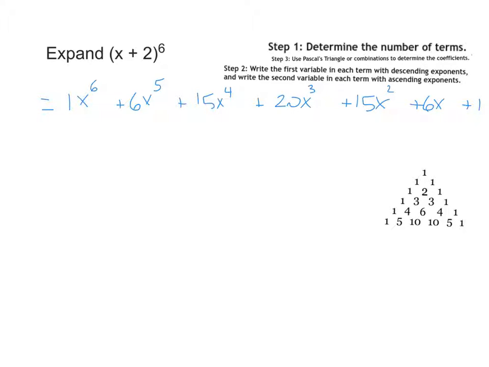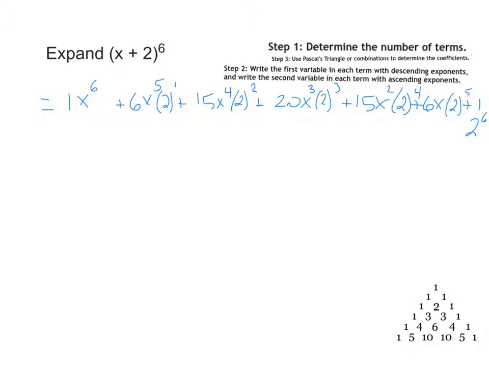And then I'm going to take the 2. The first term has 2 to the power of 0, which we don't even need to write because that's just 1. And then 2 to the power of 1, 2 to the power of 2, 2 to the power of 3, 2 to the power of 4, 2 to the power of 5, and the last term, 2 to the power of 6. Then I just need to simplify that once I have all that filled in.